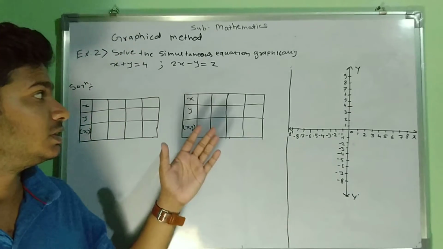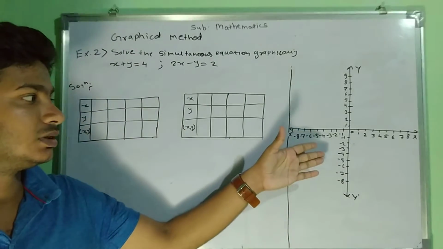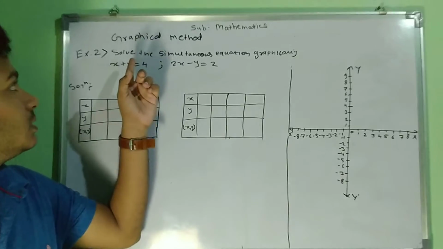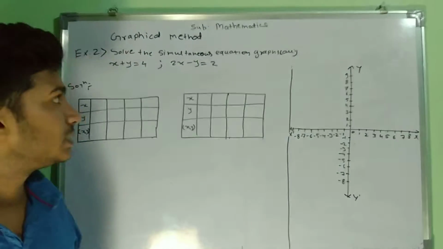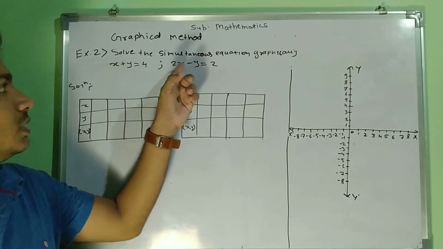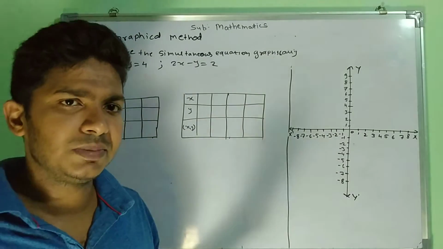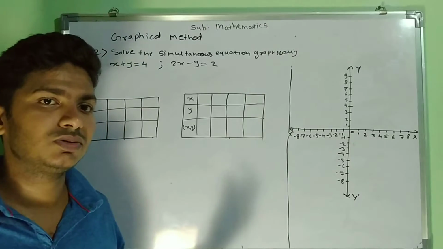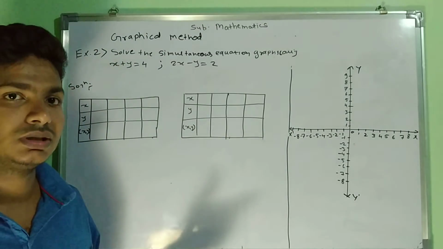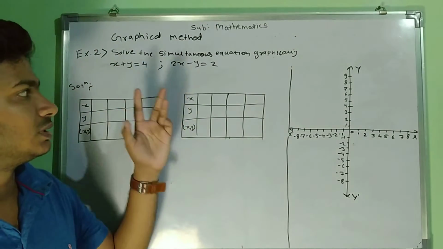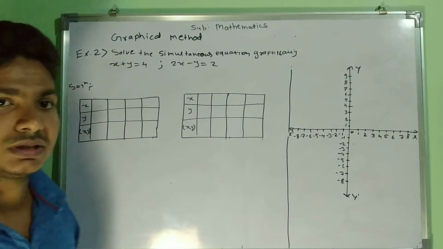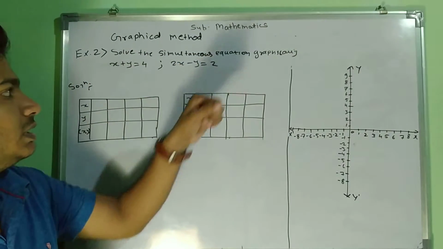So in the previous video we have seen how to represent the equation on the graph. Now we will see the graphical method to find the solution of the simultaneous equation. Earlier we have seen two methods: the first one is the elimination method and the other one is the substitution method to find the solution of the simultaneous equation. Now we will see another method, which is the graphical method.